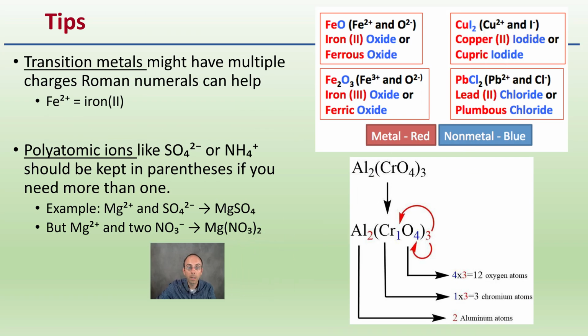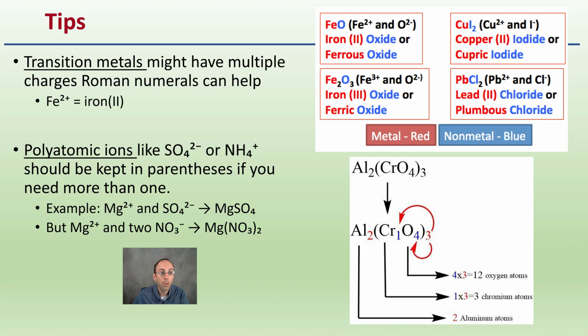So just some general tips here for transition metals. They might have multiple charges, and then Roman numerals can help, particularly when we get to naming compounds. For polyatomic ions, they should be kept in parentheses if you need more than one, as I tried to show you in those other examples. Again, because that 3 is going to be then distributed to the entire molecule. If you didn't have that parentheses, it would just be distributed to that 4 of that oxygen. So just keep those in mind.